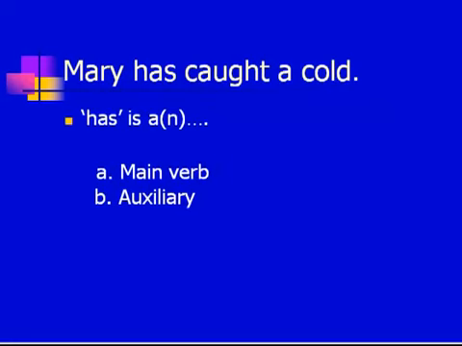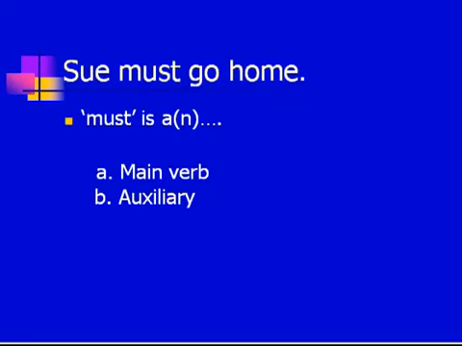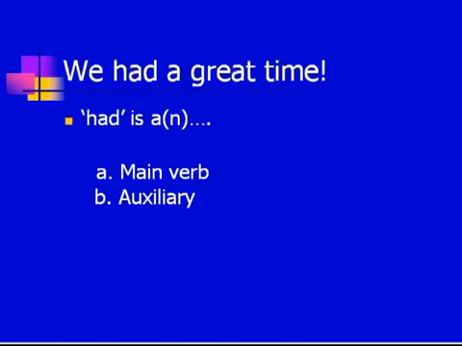Mary has caught a cold. Has Mary caught a cold? She's caught a cold, hasn't she? She hasn't caught a cold, so it's another auxiliary. And it's actually the perfect auxiliary have. And Sue must go home. Must Sue go home? Mustn't she? Sue mustn't go home. It's another auxiliary.